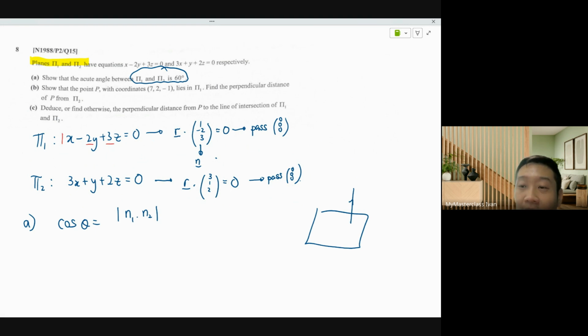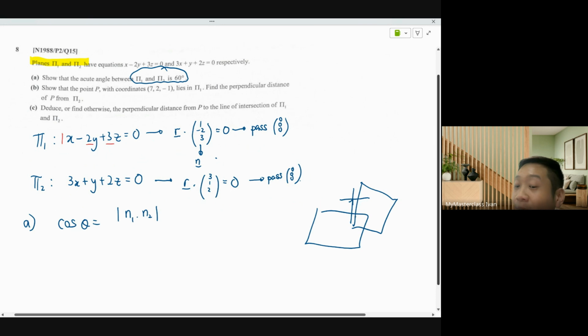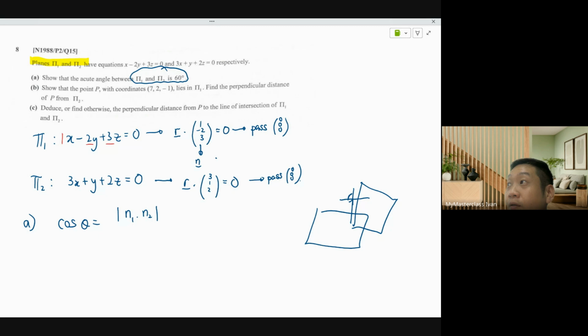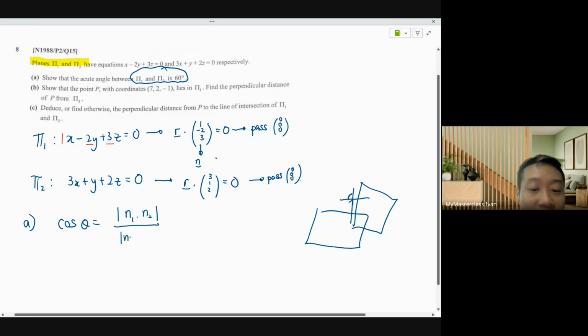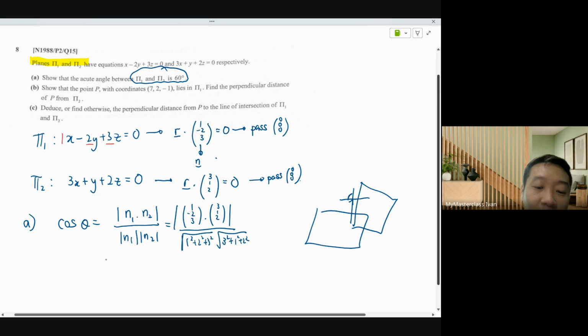I don't like to draw another plane that is not the same. If you go to the book, when you have two planes and you want to find the angle between them, it is the same as the angle between the two normals. So n1 dot n2 over magnitude of n1 times magnitude of n2. This is just (1, -2, 3) dot (3, 1, 2) over, with a modulus here, square root of 1 squared plus 2 squared plus 3 squared, times square root of 3 squared plus 1 squared plus 2 squared. Then you take cosine inverse, and you are going to get 60 degrees.